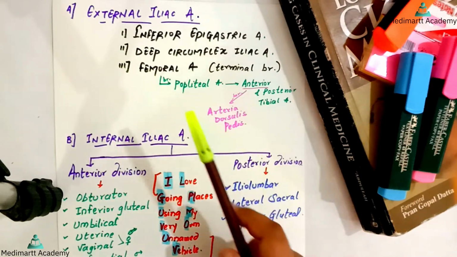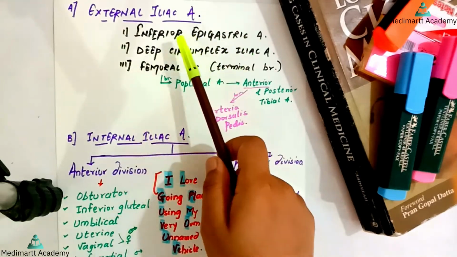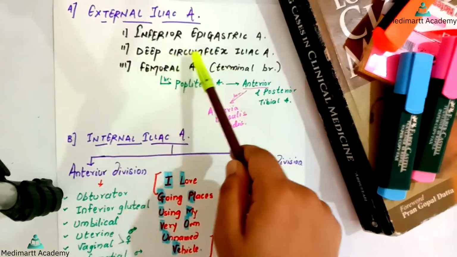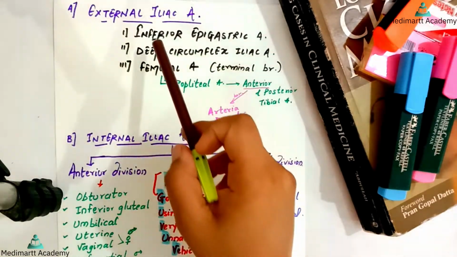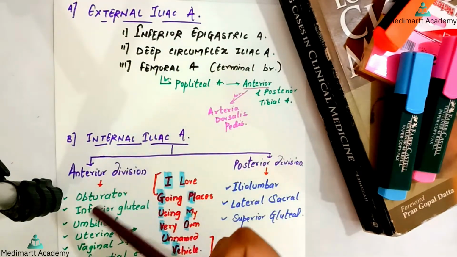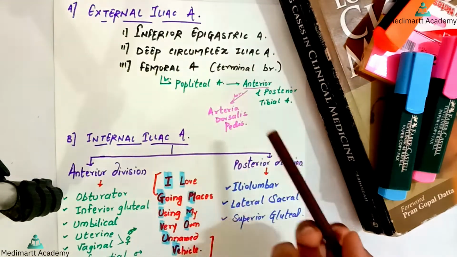So let's start, without wasting much time, with the external iliac artery. It basically has three branches: the inferior epigastric artery, the deep circumflex iliac artery, and the femoral artery. So these are the three arteries. You may be asked in the exam what the branches of the external iliac artery are, so you have to say these three.